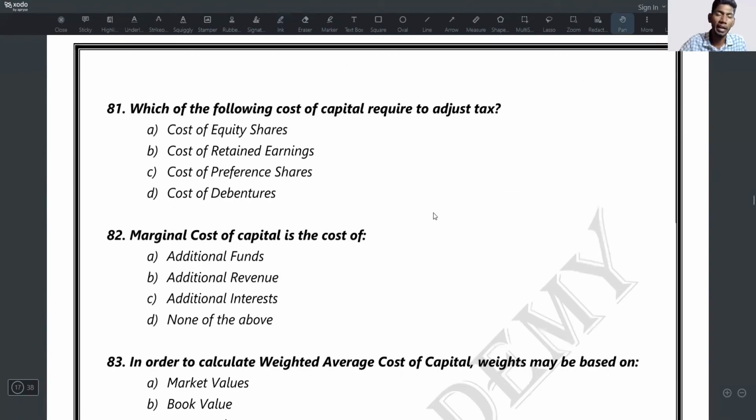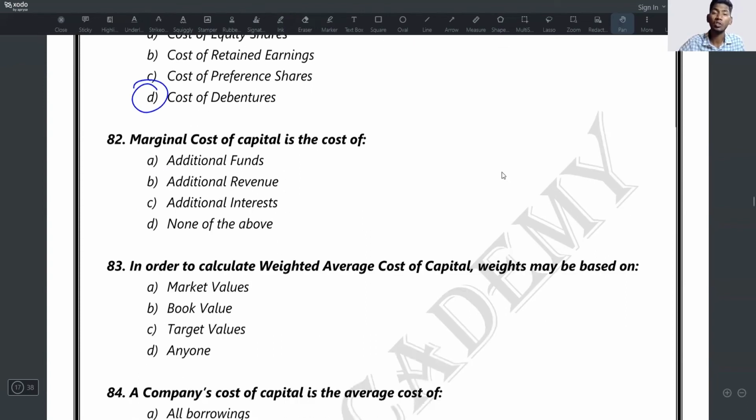Moving to question number 81. Which of the following costs of capital is required to be adjusted for tax? Absolutely, this is the cost of debenture, right? You need not even think about the options. Cost of debenture is the right option. You just have to search for the option where it is available, whether in A, B, or C. So option D is the right option.